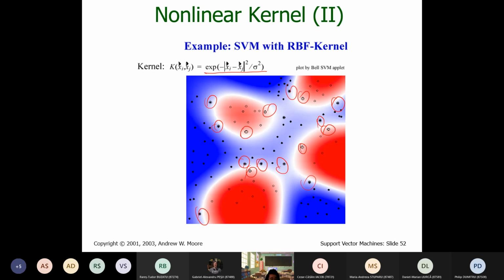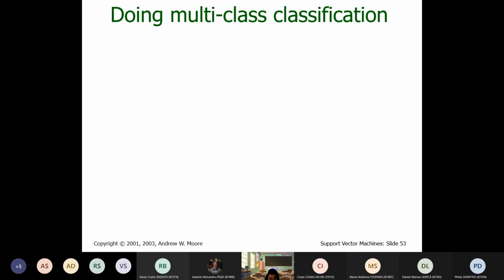Now, all we talked about up until now was about two classes. So we had a binary classification. The problem is, how can we do a multi-class classification, because this is not supported by SVM.